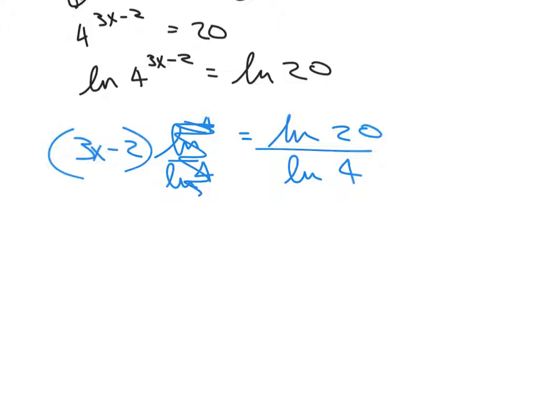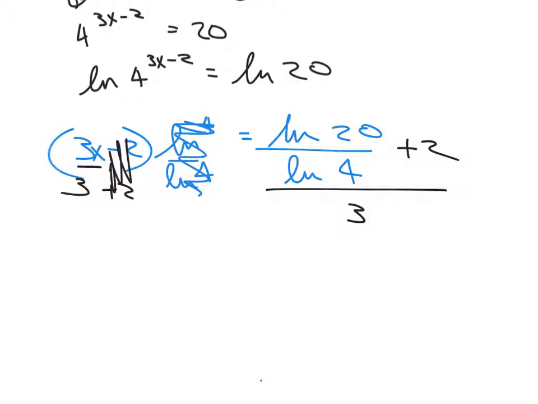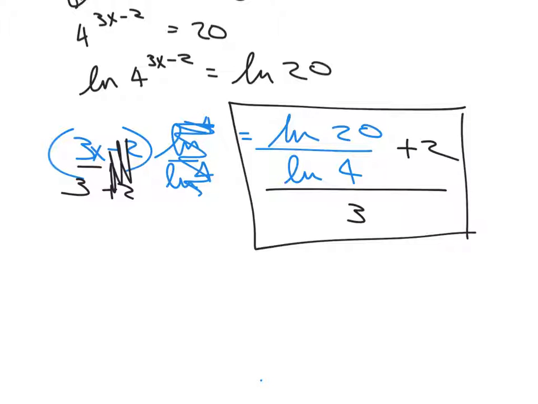So now I can add 2 to both sides, and those go away. And then I can divide both sides by 3. Okay, and I get kind of a hairy thing here, but it's really pretty easy to do. All I do is take the ln of 20 over the ln of 4, get that answer, add 2, divide it by 3, and I end up with a number close to 1.387.